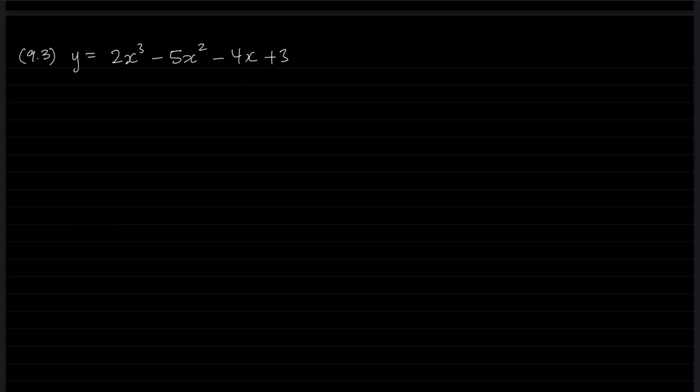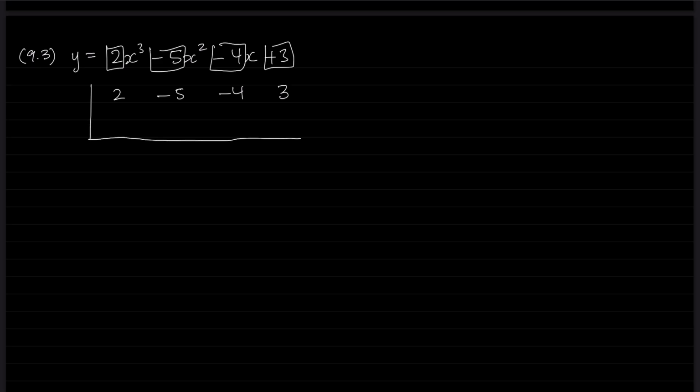So the way you do synthetic division is you take the coefficients. So 2, -5, -4, and 3. Then we set up something like this. And we know that since C is a root and has a value of 3, there's going to be no remainder. So this is how we do it.